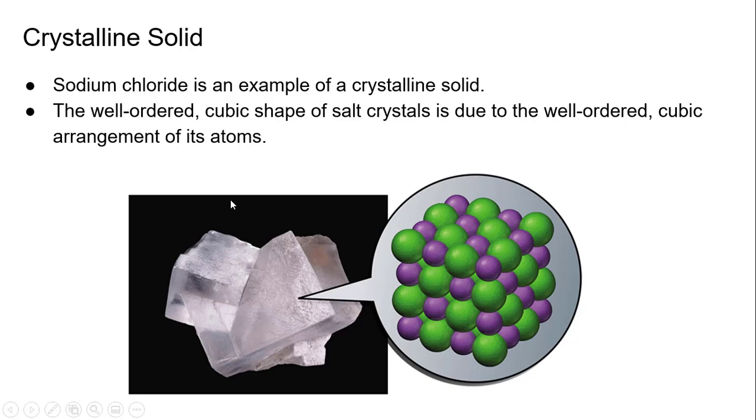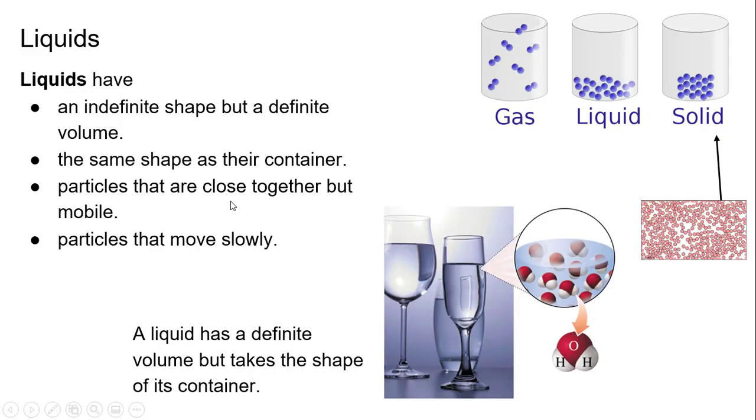It's very organized. Liquids have an indefinite shape but a definite volume. This means that a liquid will have a definite volume. So there'll be a certain amount in there, but it will take the shape of whatever container it is going to be held in. So it has an indefinite shape but definite volume, the same shape as the container. Particles are close together, but they're free to move. They can move around with some freedom, but they have to be touching other molecules.